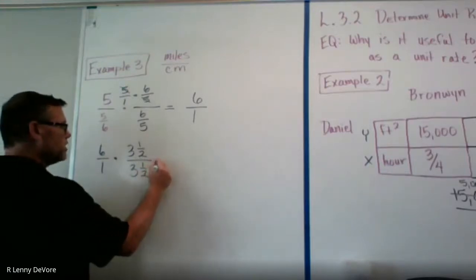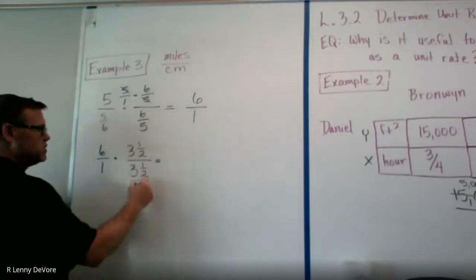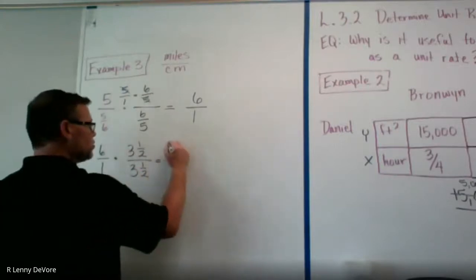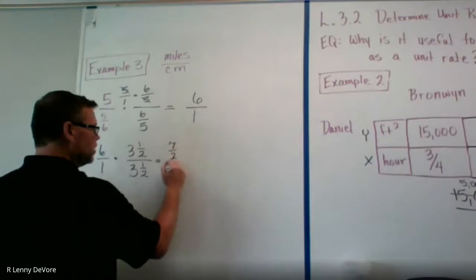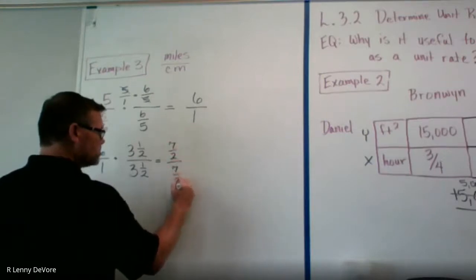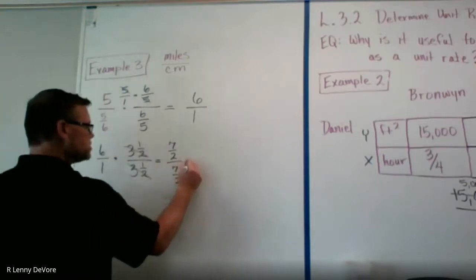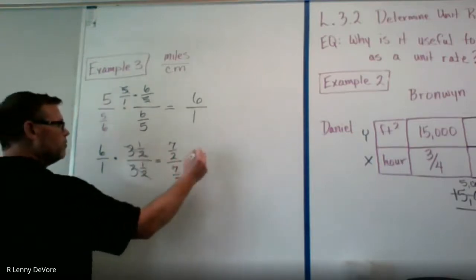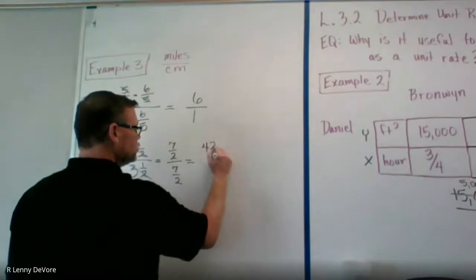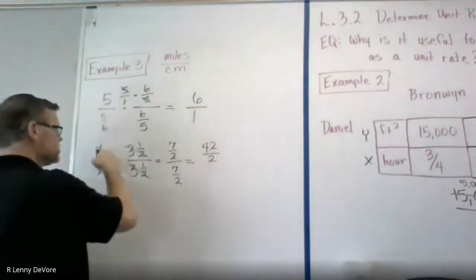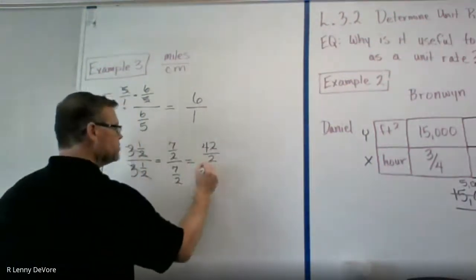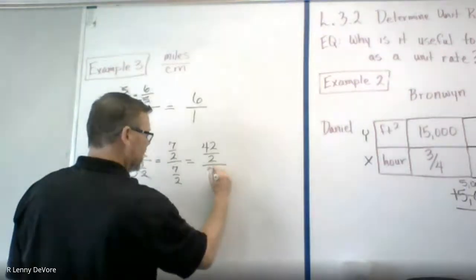So in order to convert this, I'm going to convert this into an improper fraction. So in other words, this is 7/2 over 7/2. So this is not what we're going to use. We're going to use this. So this is going to equal 42 halves. 6 times 7, 42 halves over 7/2.